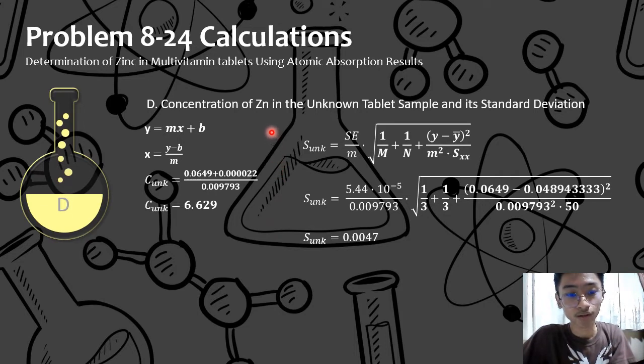For the last part of our first problem calculations, we computed for the concentration of the unknown by substituting the mean of the absorbance values of the sample to the least squares equation. So we arrived at the concentration of the unknown as 6.629, and the standard deviation of the unknown as 0.0047 with the formula in the least squares method.